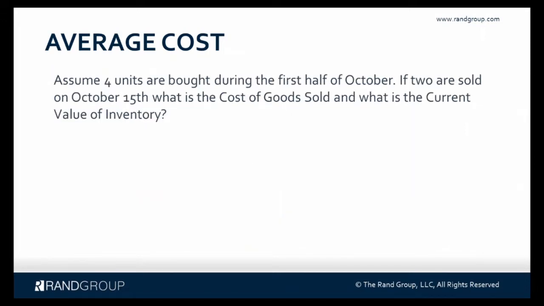Assume 4 units are bought during the first half of October. If 2 are sold on October 15th, what is the cost of goods sold and what is the current value of inventory? I've created an example in NAV using the same transactions as for our FIFO item. So let's take a look in NAV to see how the average costing method affected these same transactions.